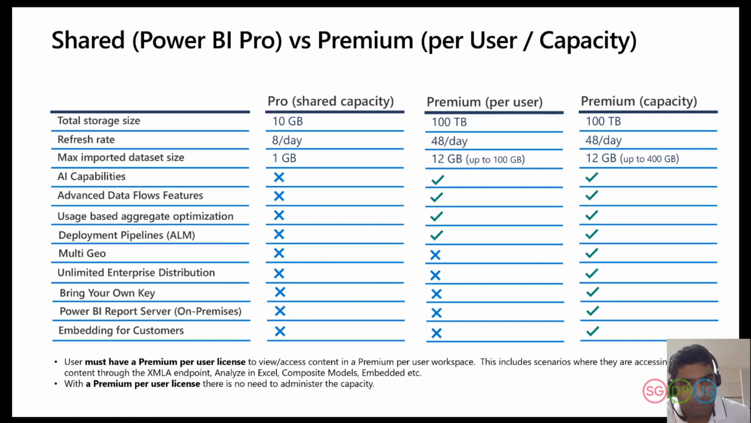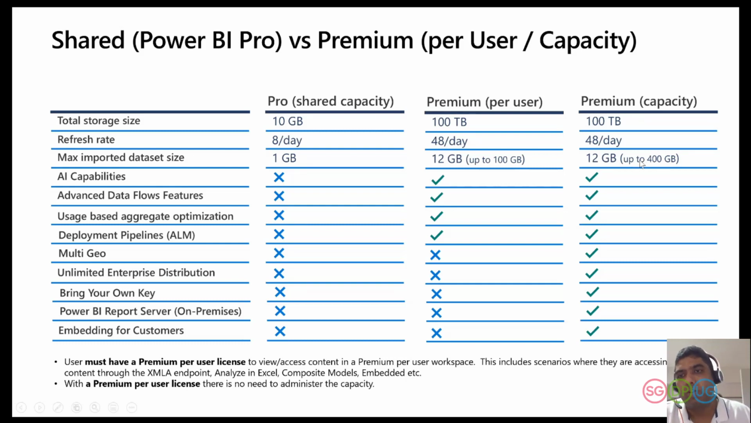Whereas in Premium, depending upon what I have purchased, let's say P1, it can be up to 25 GB. All the datasets that I'm using at a point in time, my total memory capacity is 25 GB for P1. For P2, it's 50 GB. For P3, it's 100. P4, 200, and so on. So I think one of them will be 150, 200, and then finally P5 is 400 GB.